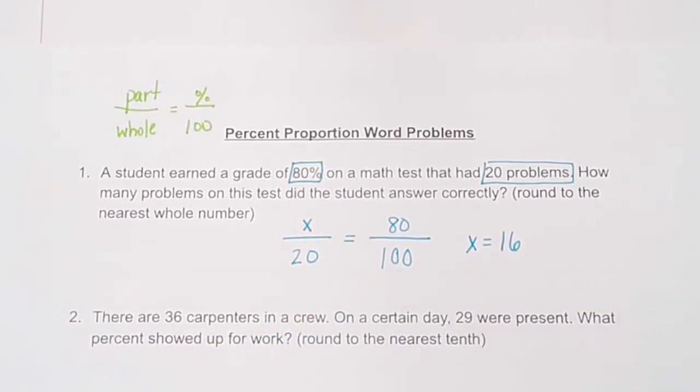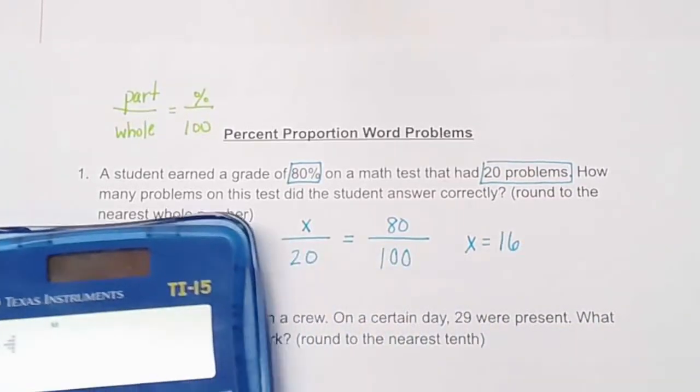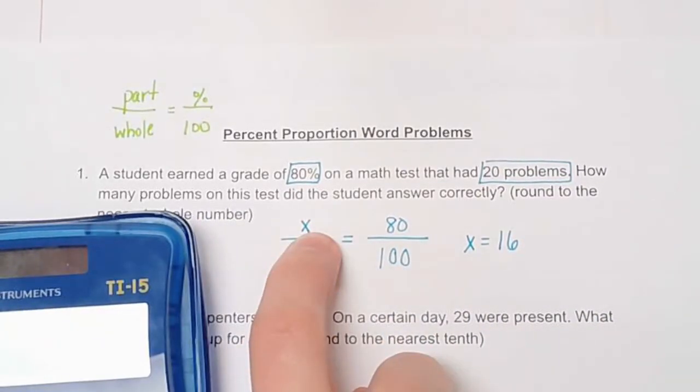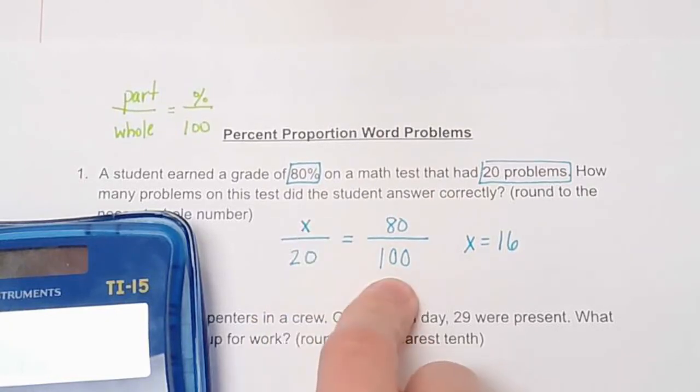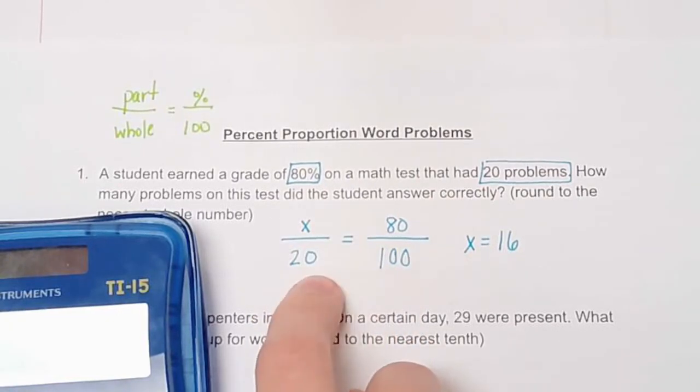And if you wanted to double check, what you could always do is remember, now in place of this x is really a 16. So if you did 16 times 100, you get 1,600. And if you do 20 times 80, you get 1,600. So it is a proportion.